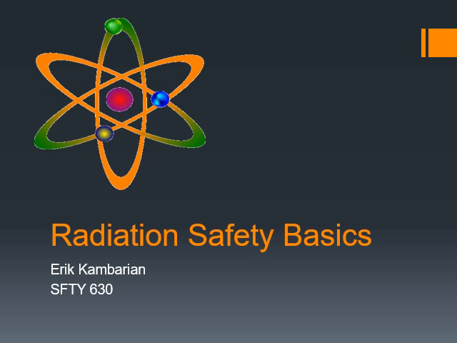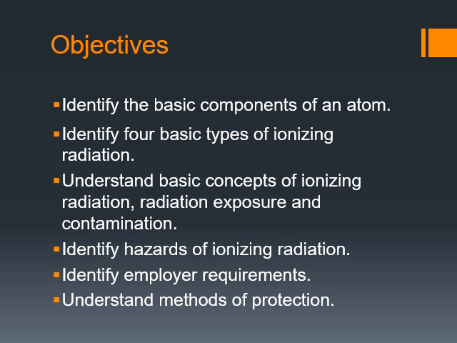Hello, today we're going to be talking about radiation safety basics. We have a number of objectives to cover today. We're going to take a look at the components of an atom, the types of ionizing radiation. We're also going to take a look at several concepts, and then we're going to identify hazards, look at employer requirements to protect you against those hazards, and individual best practices.